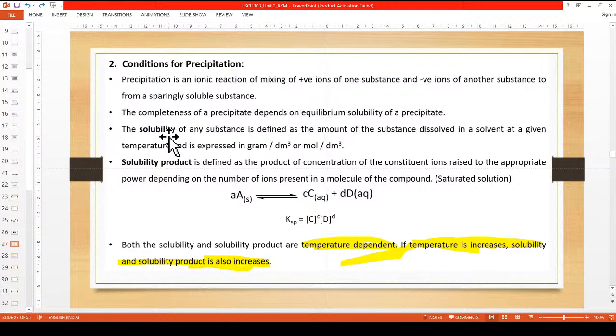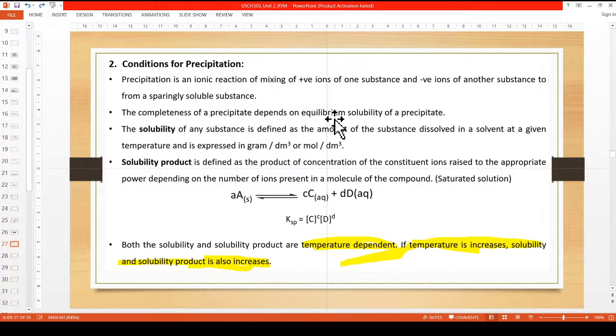So solubility increases as we increase temperature. Like while making sugar syrup, which you make at Diwali time, what we are doing is dissolving sugar in a higher amount by heating it. So for that we heat it.